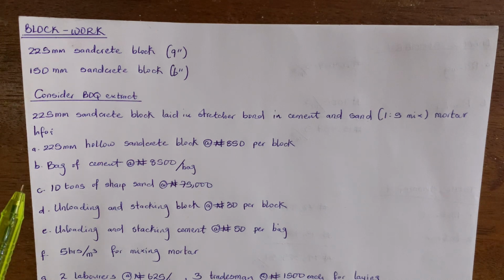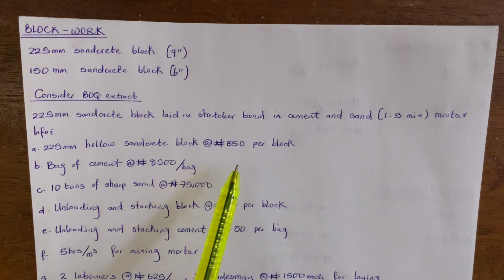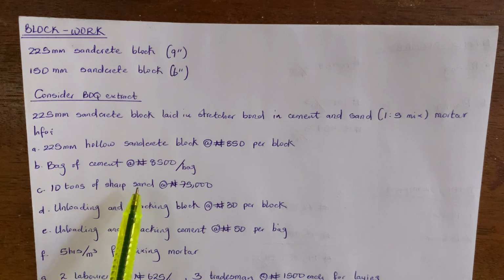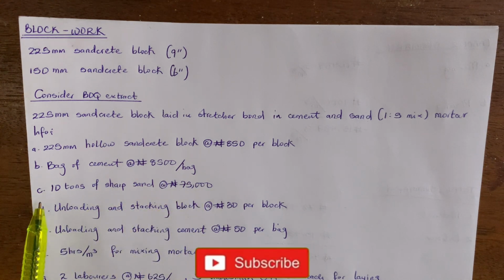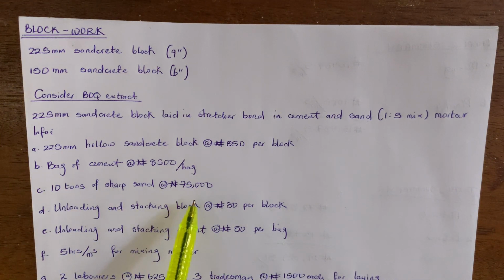So for our consideration, they said that the first thing is 225 mm hollow sandcrete block at 850 naira per block. The second one, bag of cement, is at 8,500 naira per bag. We're going to be using 10 tons of sand at 75,000 naira. Then unloading and stacking the block at 30 naira per block. Unloading and stacking for the bags of cement at 50 naira per bag.